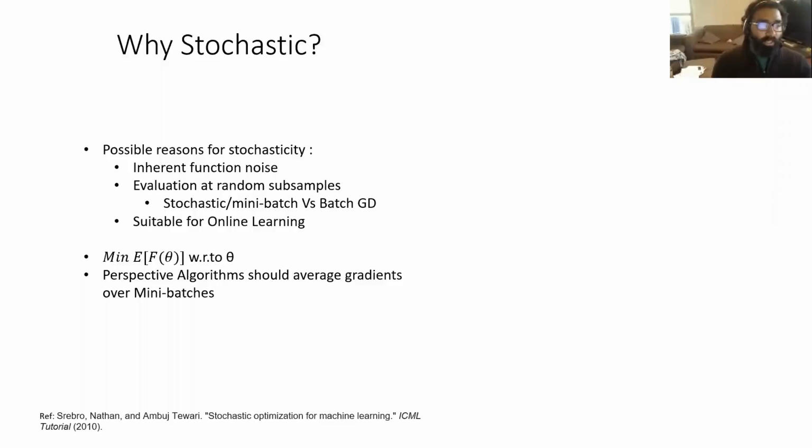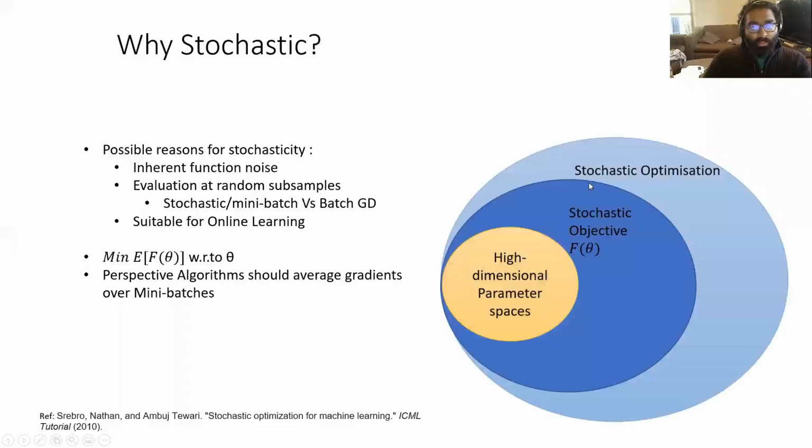So the prospective algorithm should average the gradients over the mini batches. So over each epoch, the gradient should be averaged. That is one of the key requirements for stochastic optimization. And we will be discussing this particular section of stochastic optimization today. So we will be focusing mostly on stochastic objectives, and particularly the algorithms developed to cater for the high dimensional parameter spaces. This kind of problems mostly occur in machine learning training problems.